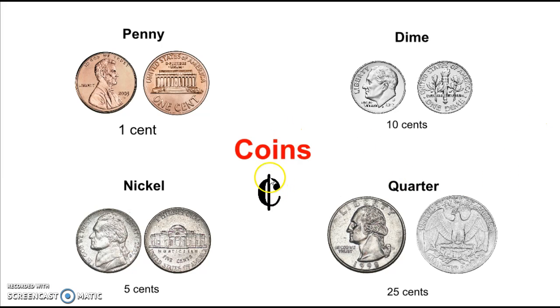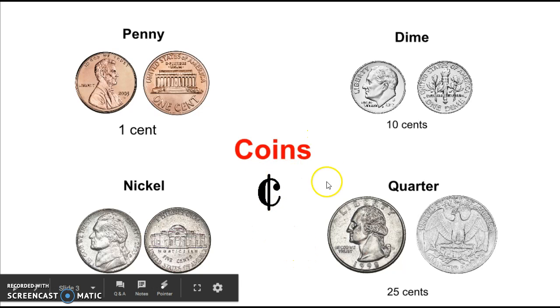So first we're going to start off with coins. Now the coin symbol is this C right here with a line straight down the middle. Nice and simple. A C with a line down the middle.